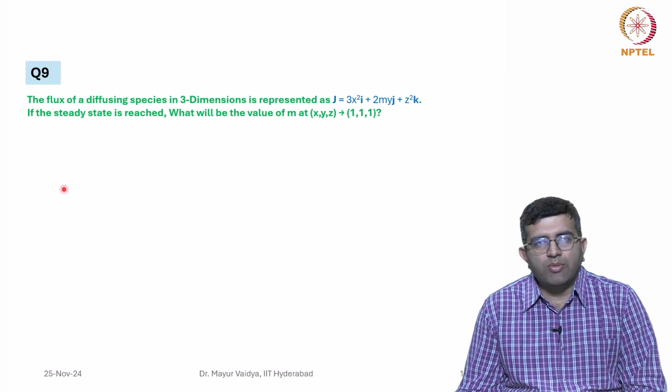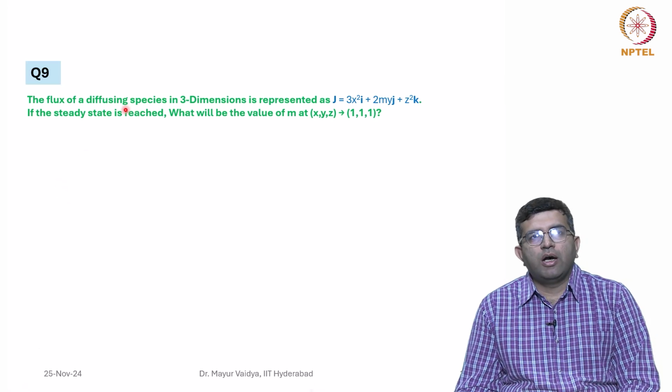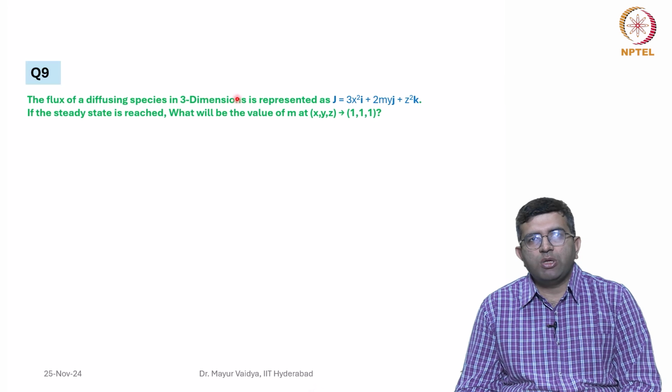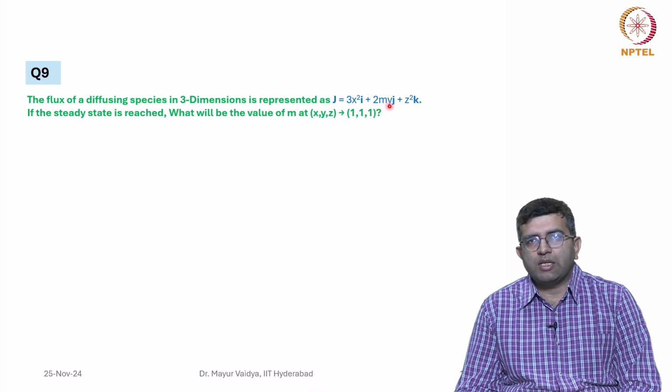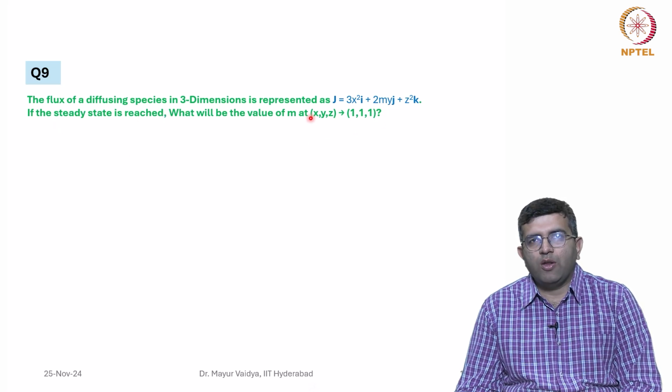Now one more problem here. The flux of a diffusing species in 3 dimensions is represented as J equal to 3x square i cap plus 2my j cap plus z square k cap. Here the bold letters indicate vectors, and i, j and k are the unit vectors along your x, y and z directions. The question says that if the steady state is reached, what will be the value of m at x, y, z, where x, y, z have the value 1, 1, 1.